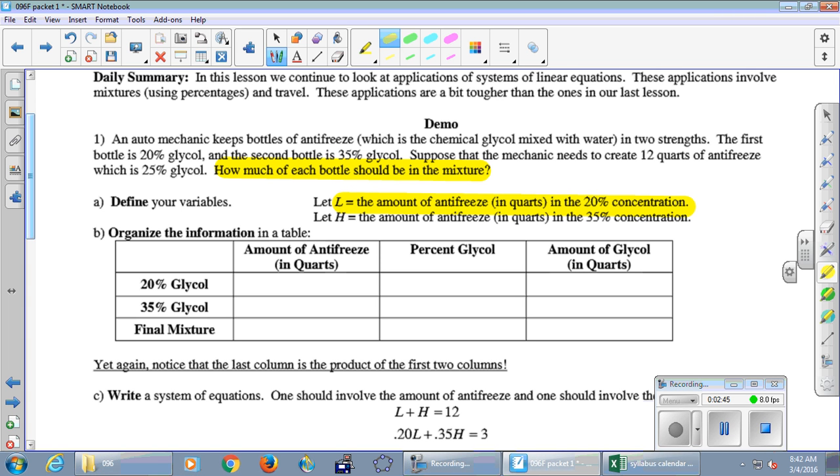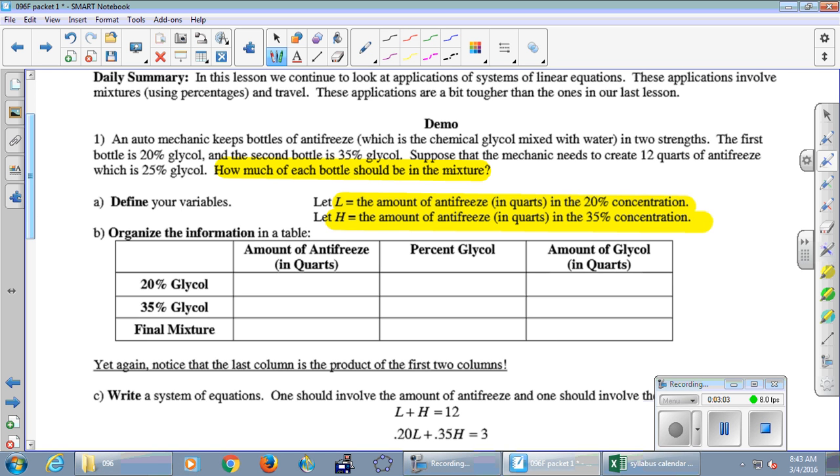We'll let L equal the amount of antifreeze in quarts. Don't forget unit words. In the 20%, L for low. And then H can be the amount of antifreeze in quarts in the 35%, H is high. Okay, so we're going to use a table. It's got slightly different row headings and column headings, but it's the same idea.